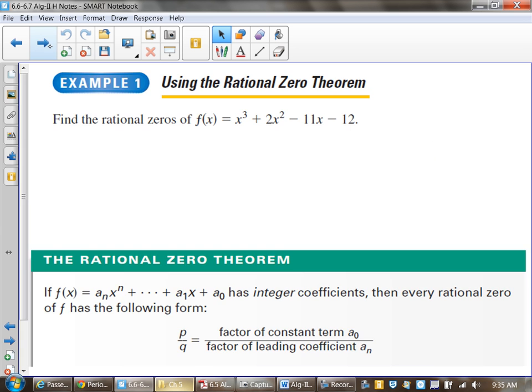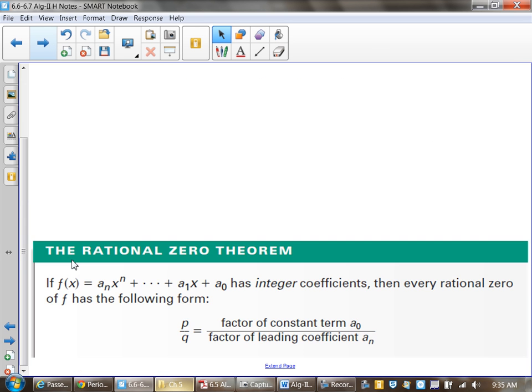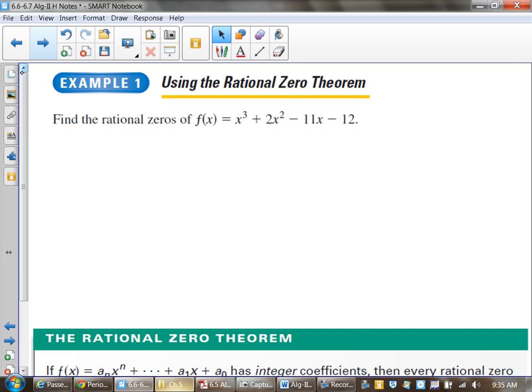If we're going to find rational zeros, if I want to find all of my zeros for this function, I have x cubed plus 2x squared minus 11x minus 12. And I want to find all of my zeros. It's like factoring and all that, but I can't group this to factor this. It's not going to get me anywhere. Do you guys see how that's going to work?